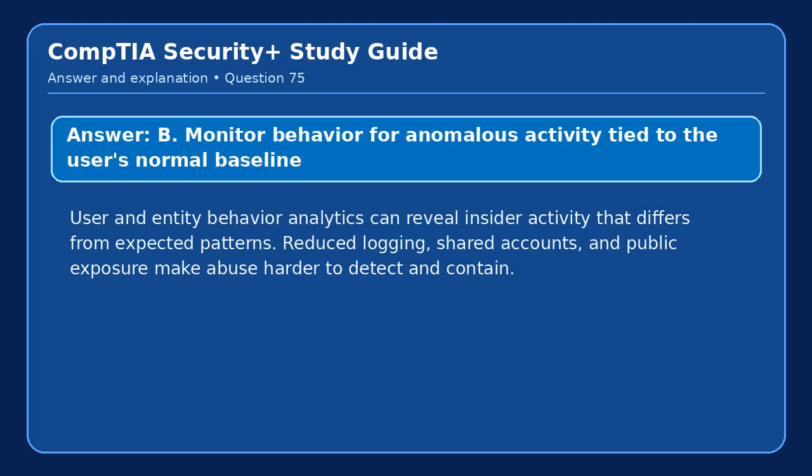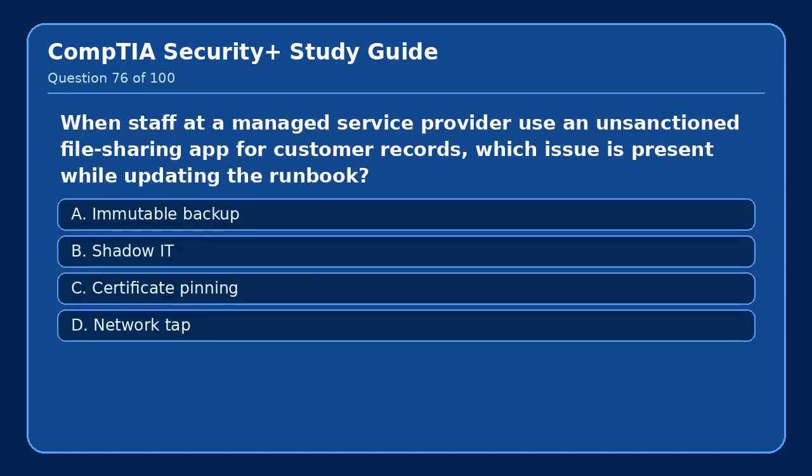The answer is A. Password spraying. Password spraying avoids rapid lockout by testing common passwords across many accounts. Pass the ticket abuses Kerberos tickets. SQL injection targets applications. And MAC filtering is a weak access control method.